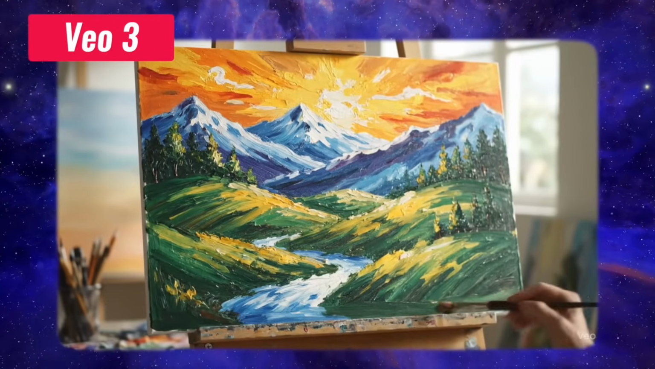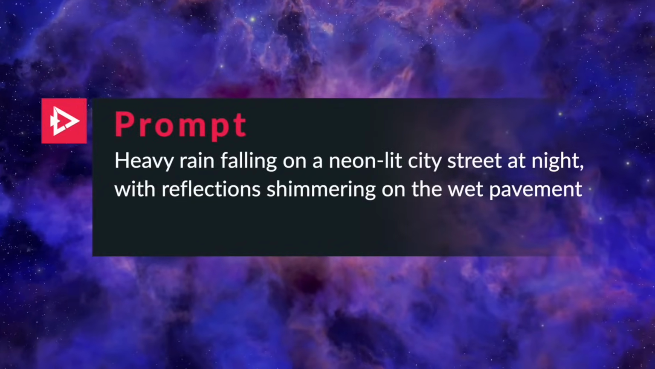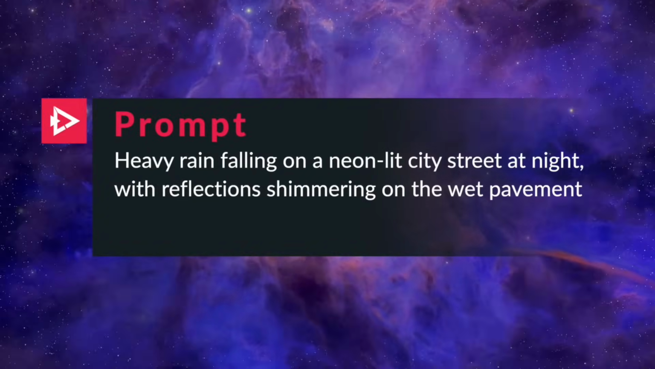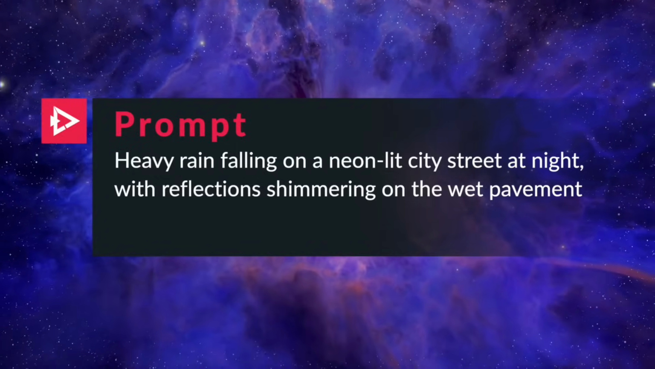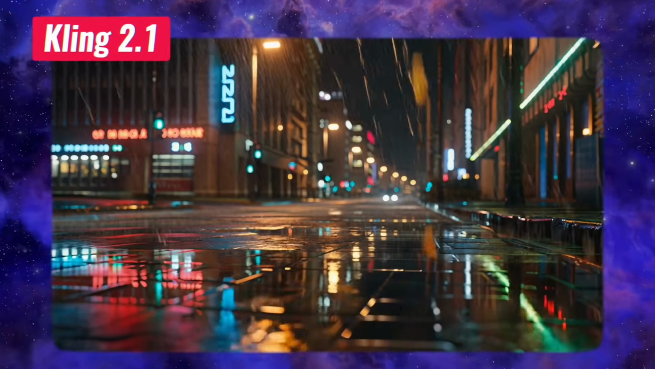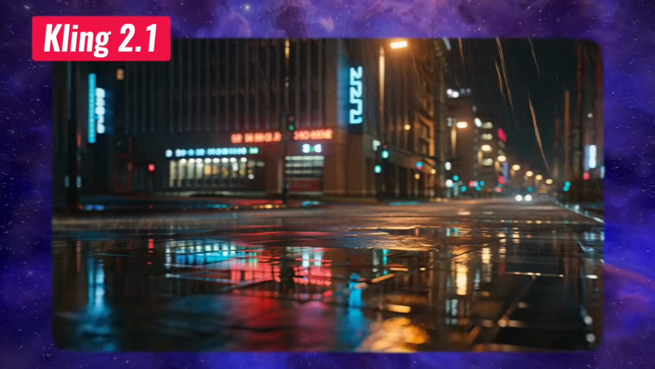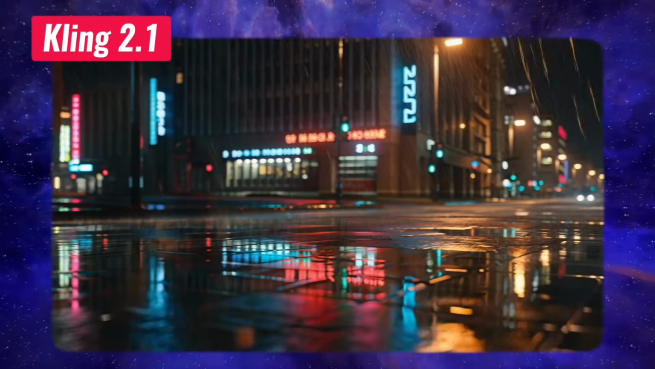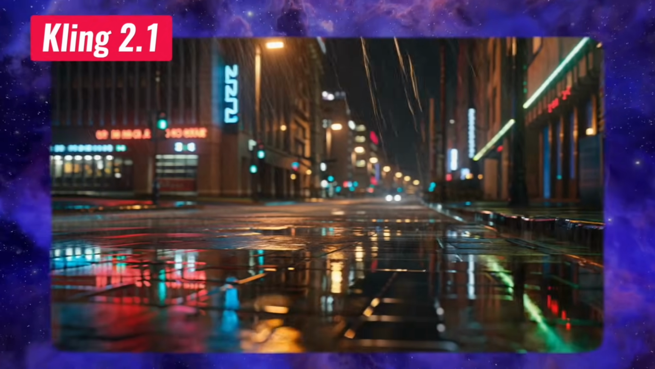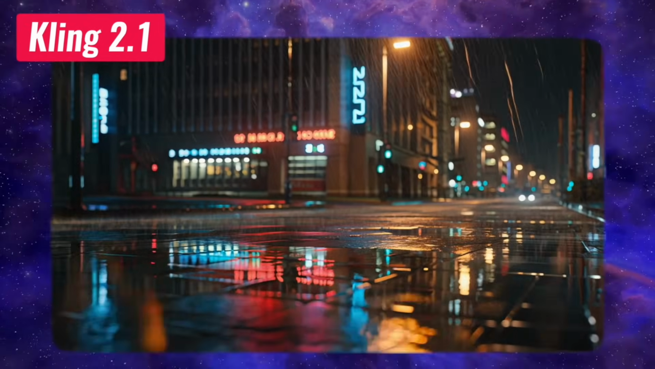All right, let's plunge into our next prompt. Heavy rainfall in a neon-lit city street at night with reflections shimmering on the wet pavement. This is a classic test for atmosphere and lighting. First up, Kling. This is a pretty strong start. We get a nice moving camera shot, there are neon-lit buildings, and you can clearly see the reflections on the waterlogged street below. Overall, a really solid generation from Kling that captures the vibe well.